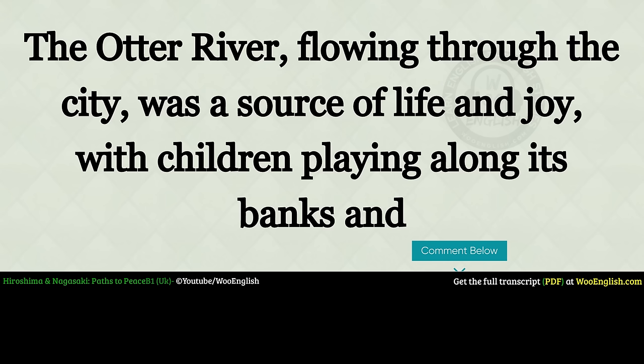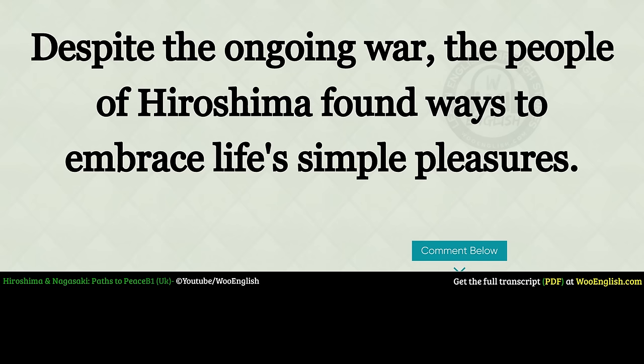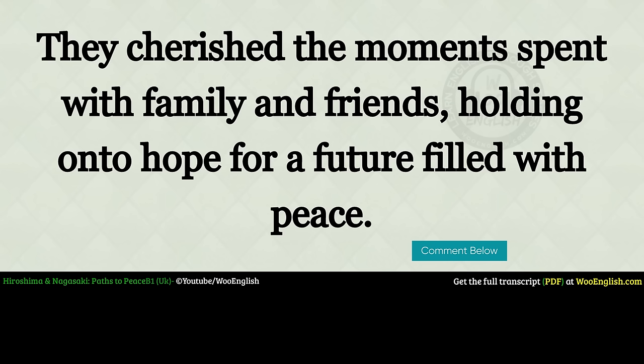The Otter River, flowing through the city, was a source of life and joy, with children playing along its banks and boats gliding gently across the water. Despite the ongoing war, the people of Hiroshima found ways to embrace life's simple pleasures. They cherished the moments spent with family and friends, holding on to hope for a future filled with peace.